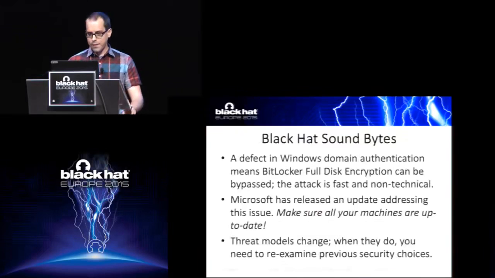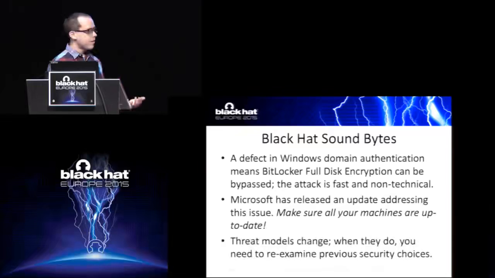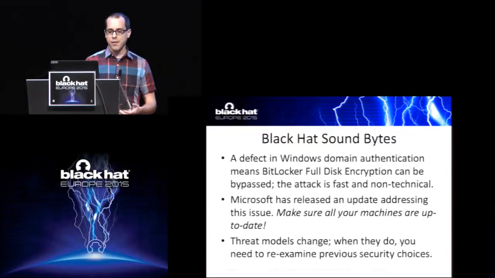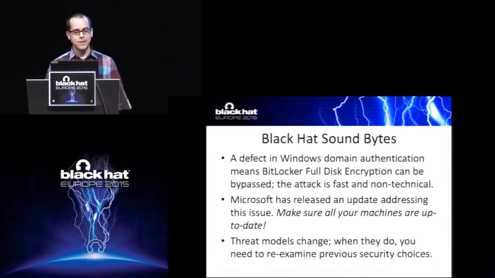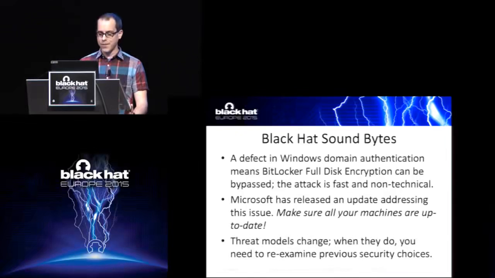So these are the Black Hat sound bites for the talk. There's a defect in Windows domain authentication, which means BitLocker, under the right conditions, can be totally bypassed. All of its protection's gone. But there is an update that fixes this, so patch your machines. That's always the thing that you should remember in security, right? Deploy your updates. And the last point, that threat models change, so you need to constantly be reevaluating old decisions. And I think that's also, in a way, good news for us, because it means that we're never going to be done with our work. So there's always a job for us. So that's it. There's about 5 minutes for questions if you have them. Thank you for coming.